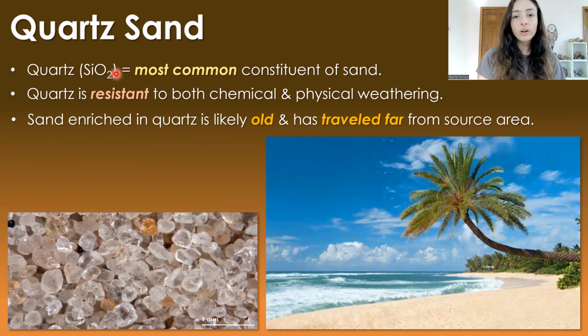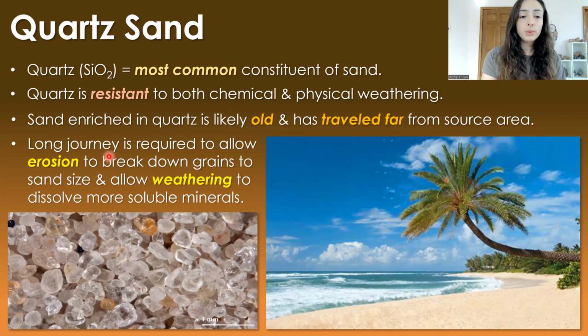And that's how we know that sand that's dominated by quartz is likely very old and has traveled a far way from its source area, because if it hadn't traveled that far and it wasn't very old, there'd probably still be abundant feldspar and other fragments within the sand. But when it has traveled so far and it's very old and gone through a lot of weathering, all of that other stuff has dissolved away because it's not as resistant as quartz, and the quartz is left behind. The long journey is required to allow erosion to break down grains to sand size, and also to allow weathering to dissolve the more soluble minerals such as feldspar.